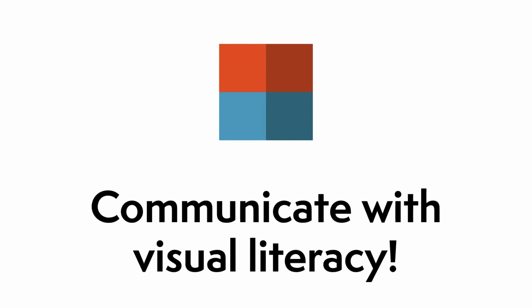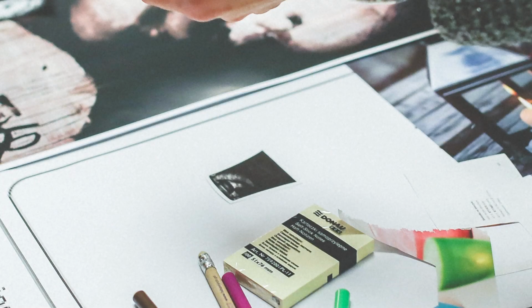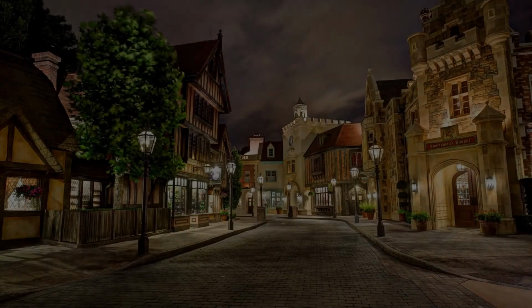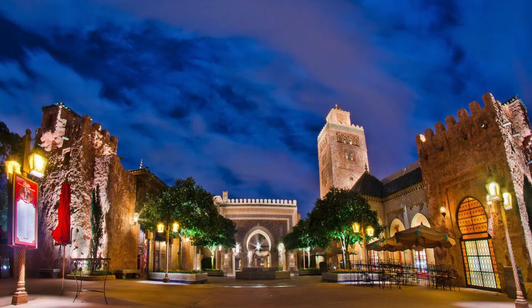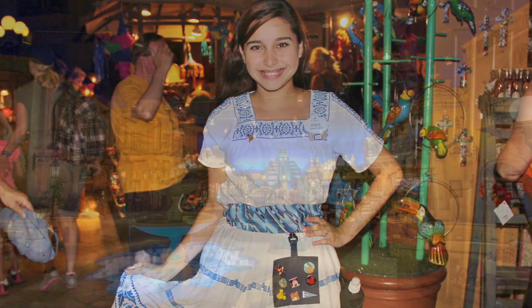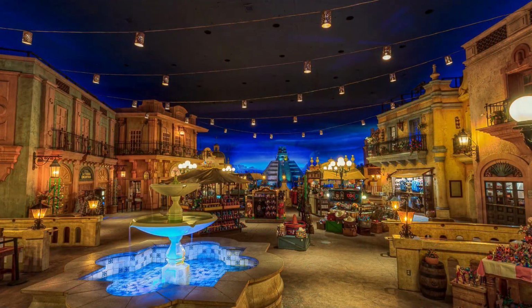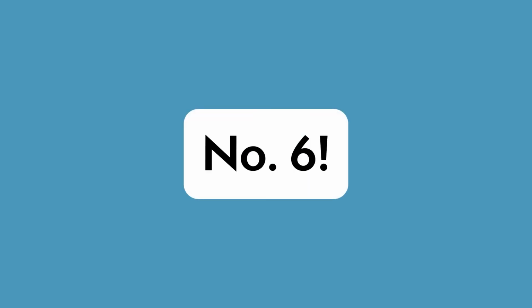Communicate with visual literacy. You must take advantage of all nonverbal forms of communication, be it color, texture, materiality, or anything else that tells you something without words. A great example of this is the World Showcase at Epcot. All the pavilions are built to tell you what country you're in through architecture and cast member costumes without a large sign right in front of you. Number 6.